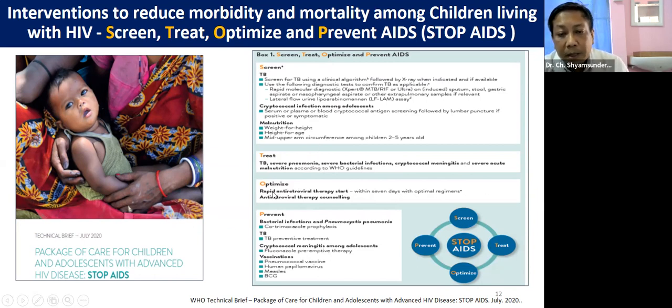Then optimize treatment for rapid antiretroviral therapy, and antiretroviral therapy counseling is also a must. Prevention: bacterial infection and pneumocystis pneumonia with appropriate cotrimoxazole prophylaxis, tuberculosis with TB preventive treatment with isoniazid, cryptococcal meningitis among adolescents with fluconazole preemptive therapy, and vaccinations according to the current NSM schedules.